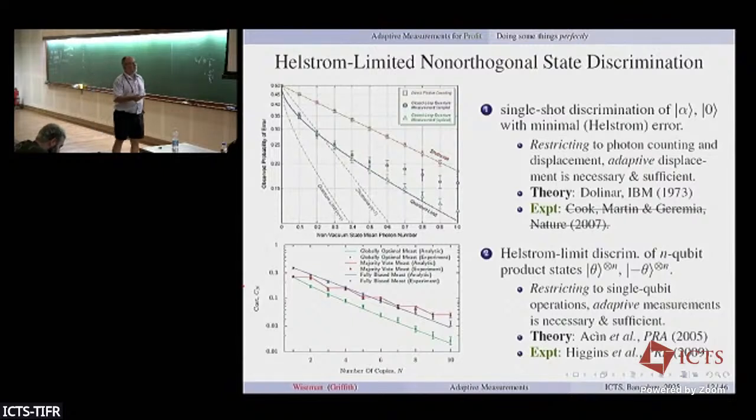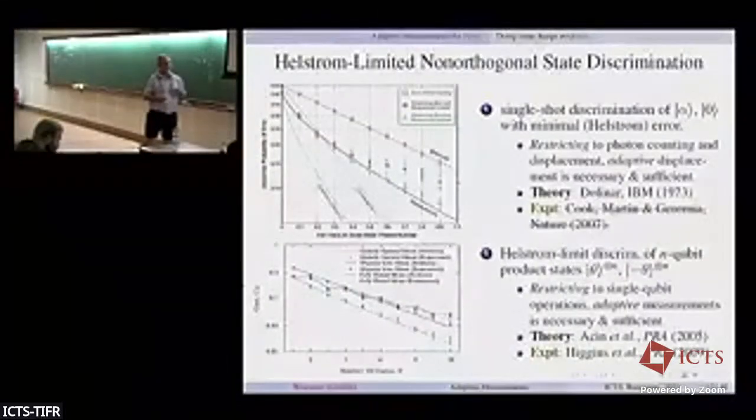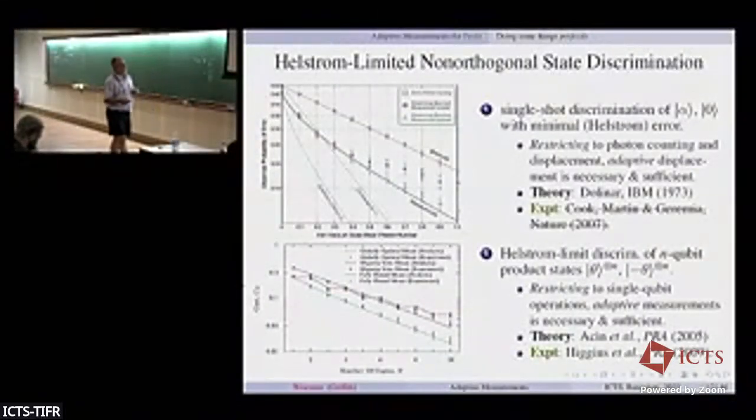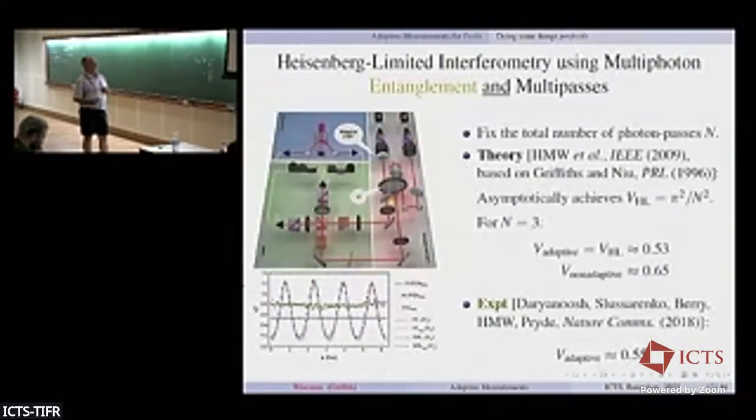A similar example is where you have a bunch of non-orthogonal states. It's either all one state or all the other states, and these can be optimally distinguished. And it turns out, again, you can attain exactly the best that quantum mechanics allows with adaptive measurement, and we did an experiment on that.